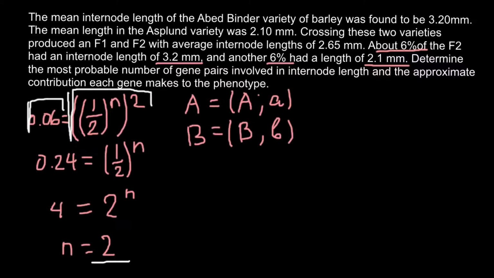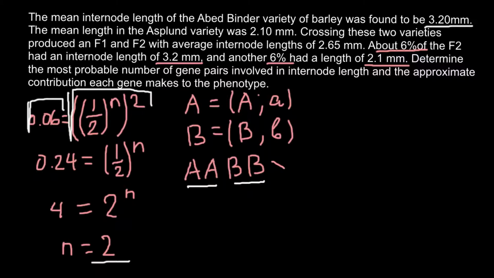So what we can suggest is that the genotype of the first variety, which has an internode length of 3.2 millimeters, was capital A, capital A, and capital B, capital B. As you see, here we have gene A and gene B.